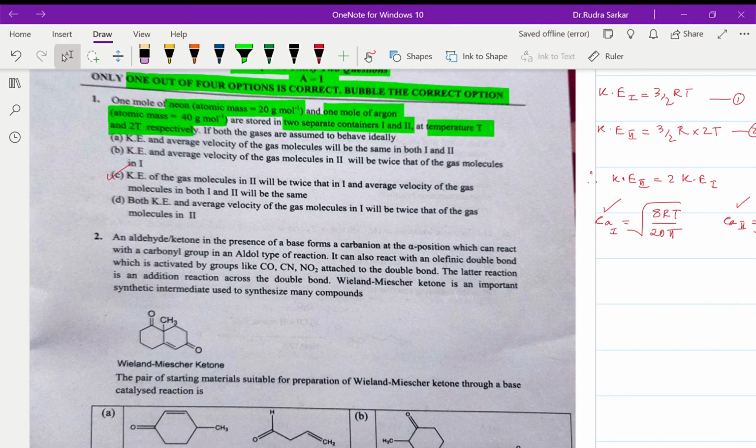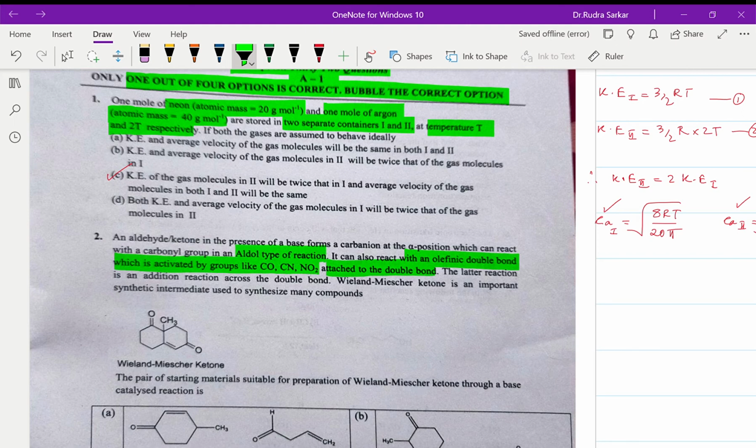An aldehyde or ketone in the presence of a base forms a carbanion at the alpha position, which can react with the carbonyl group in an aldol type reaction. It can also react with the olefinic bond, like a Michael type of addition reaction, which is activated by groups like COC and NO2 attached to the double bond. The latter reaction is an addition reaction across the double bond. An unsaturated ketone is an important synthetic intermediate used to synthesize many compounds.